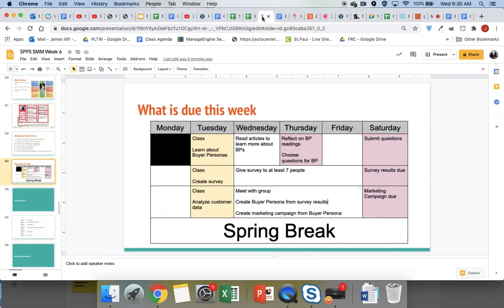Now, what I'm going to do is I'm going to assemble the most popular questions, and next week what we're going to do is we're going to create a survey that we're going to distribute to 7 people in your lives. We're going to get that data back, and then we're going to analyze that data and then create buyer personas and then do a marketing campaign. And then it's spring break. Ha ha ha. So that's what we're up to this week.